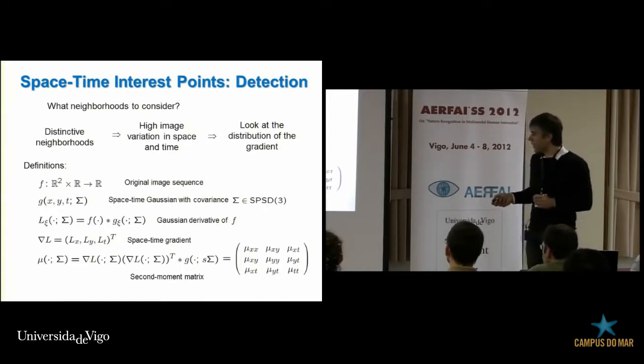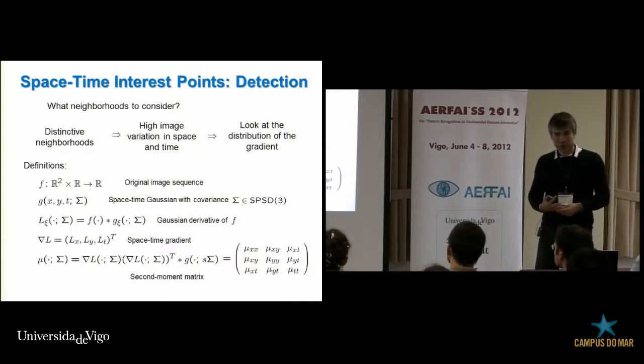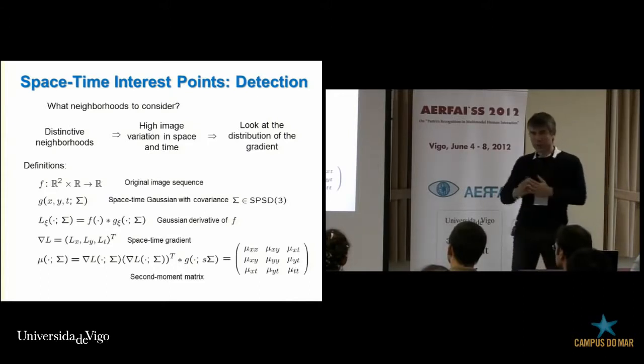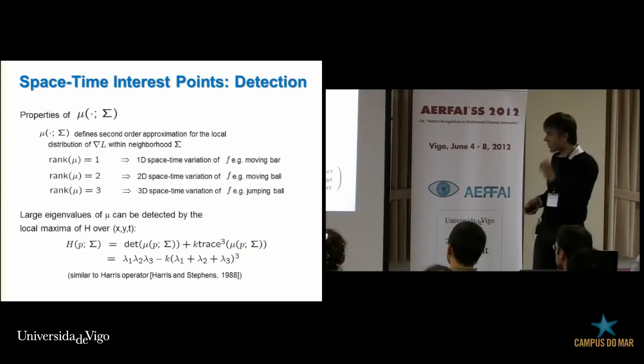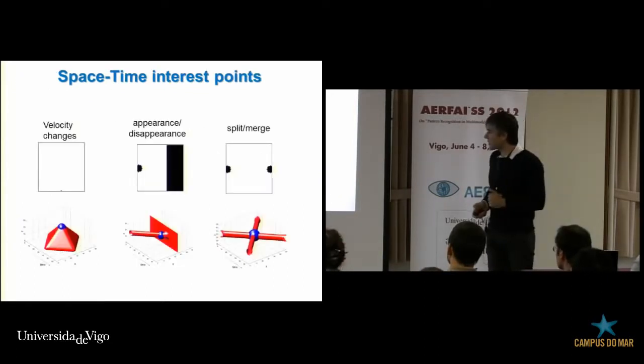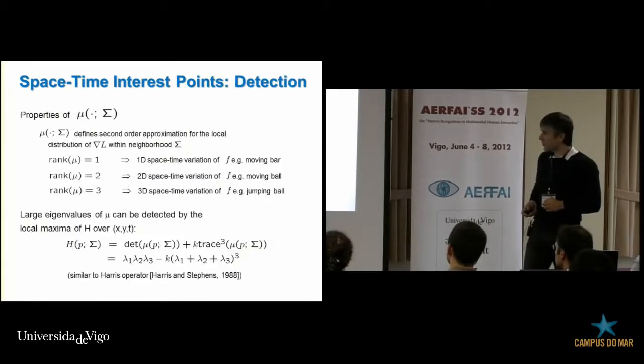If the rank of this matrix is 3, this indicates some interesting space-time structure, maybe some corner which moves not only with constant direction, but also has some change in the motion in time. Okay, maybe it's simpler to show this with videos.